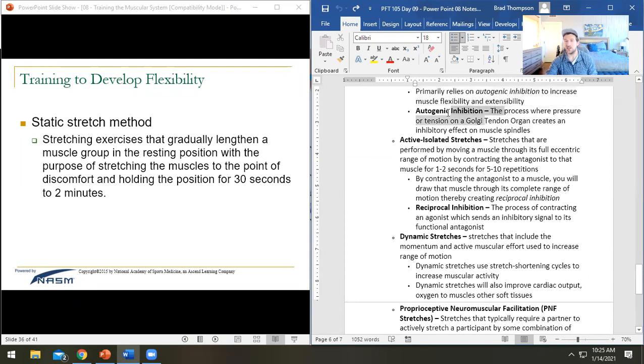Autogenic inhibition is the process where we put pressure on a Golgi tendon organ, which means we pull it from end to end, or actually you could also just massage. You could push, I've got a pec tendon right here. If I push on that tendon, it hurts at first. And I'm like, oh God, that's painful. But if I sit there and hold it for 30 seconds, I can actually feel my pec squeezing because my pec's like, hey, stop. We benched yesterday. You knock it off.